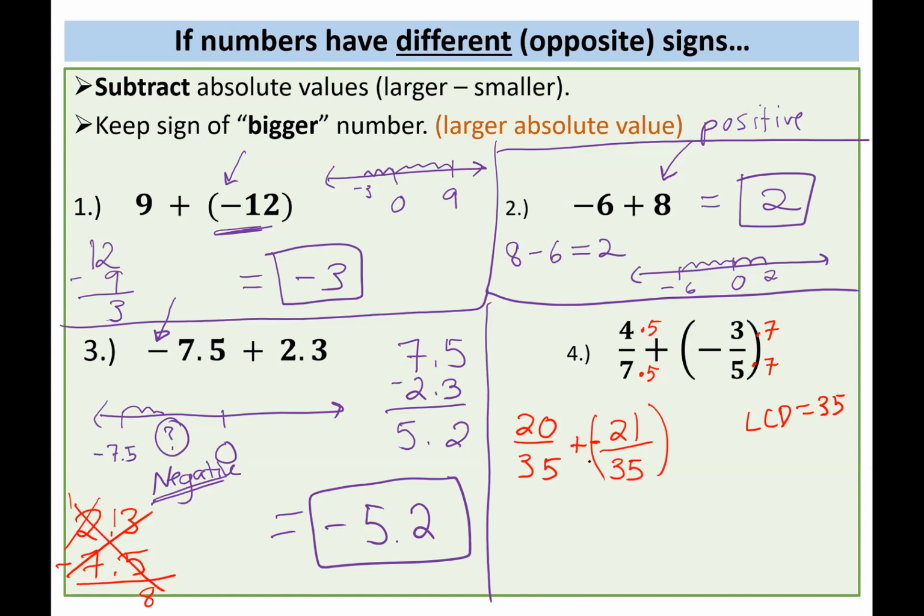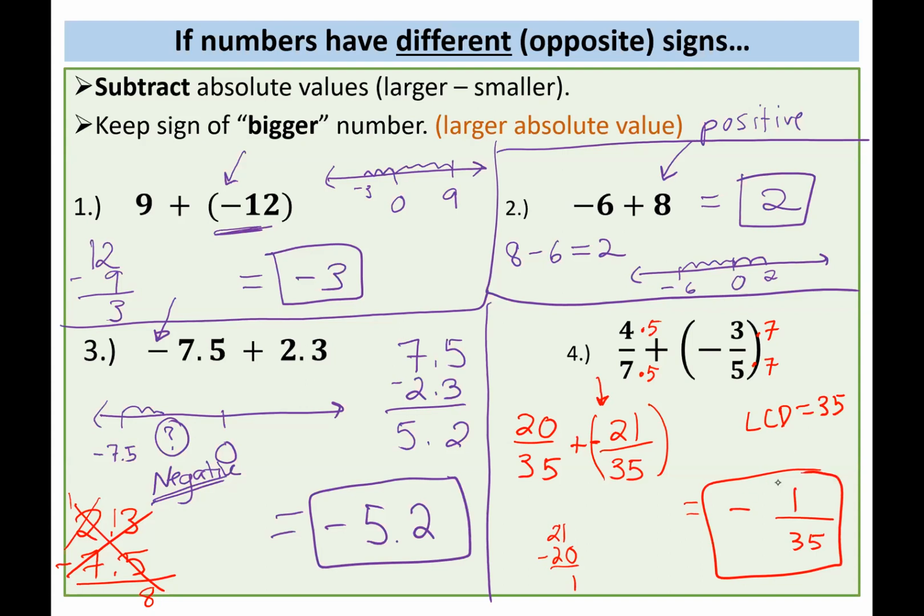Now that we have common denominators, now we can tell which one is the bigger number. And these are so close to each other, right? So we have 20 and negative 21 as the numerators. 21 would be considered bigger, has a bigger absolute value. So we will keep the sign of the bigger number, which is negative. We will keep the common denominator of 35, and now all we have to do is subtract the numerators. So 21 minus 20 would be 1. So my answer will be negative 1 over 35.